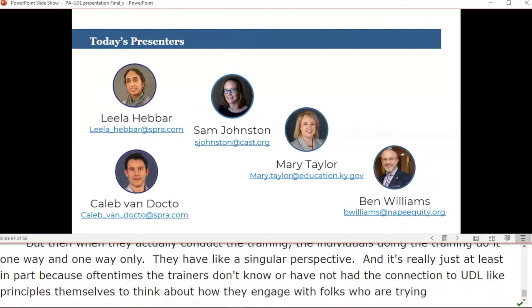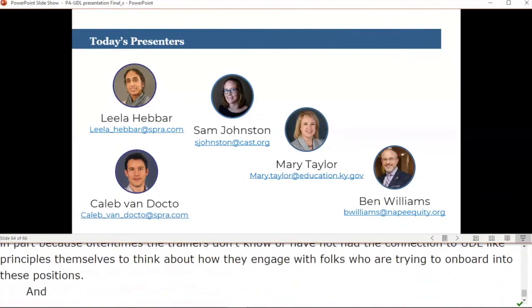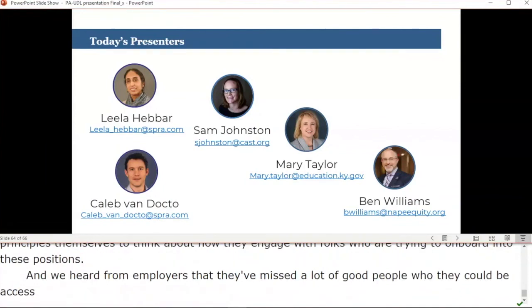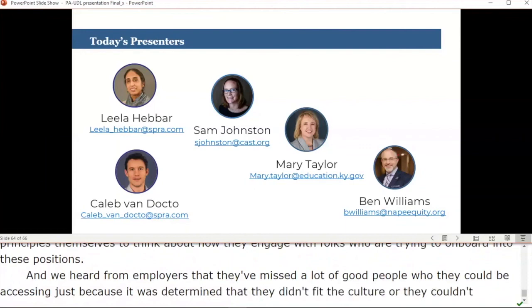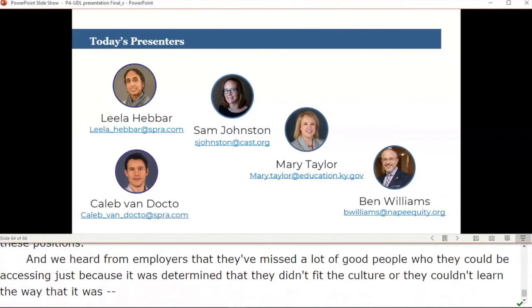And we heard from employers that they've lost a lot of good people who they could be accessing just because it was determined that they didn't fit the culture, or they couldn't learn the way that the process had been done from the outset.